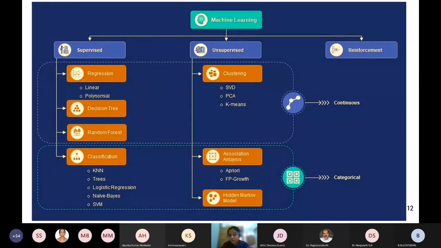So that's for supervised. When we talk about unsupervised, I told you we don't have the labeled data set. So we have certain clusters that we would be working on. So we have singular value decomposition, SVD, PCA, that is your principal component analysis, and k-means clustering. So these are the three very predominantly used ones.